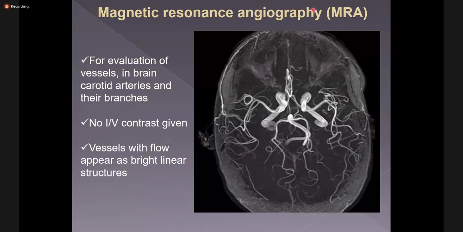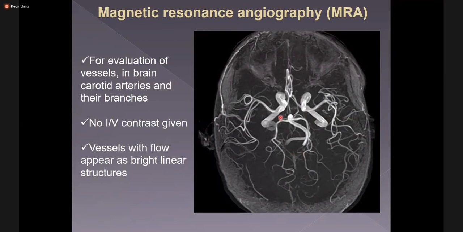This is the magnetic resonance angiography, meaning MRA. It is used for evaluation of the vessels in the brain, especially the carotid arteries and their branches. This is the overall circle of Willis. In this, we cannot give any IV contrast. There is physics behind that sequence. The vessels appear bright; a vessel with flow appears as a bright linear structure. Whenever there is a pathology, a filling defect, or a thrombus, it appears black on this sequence.